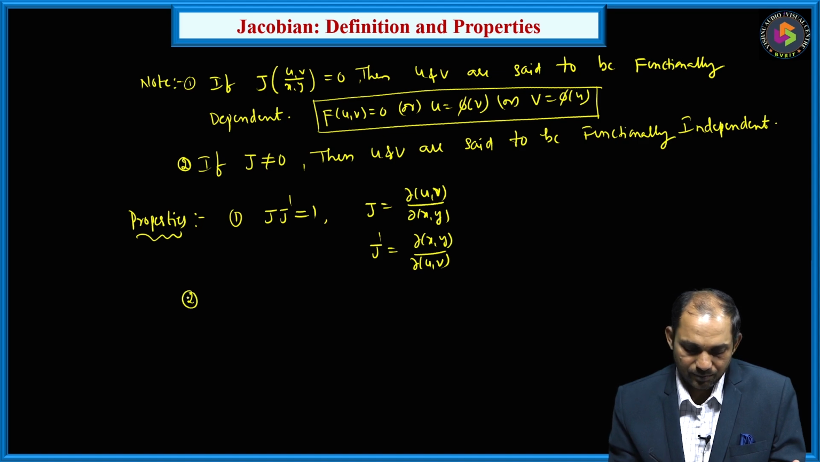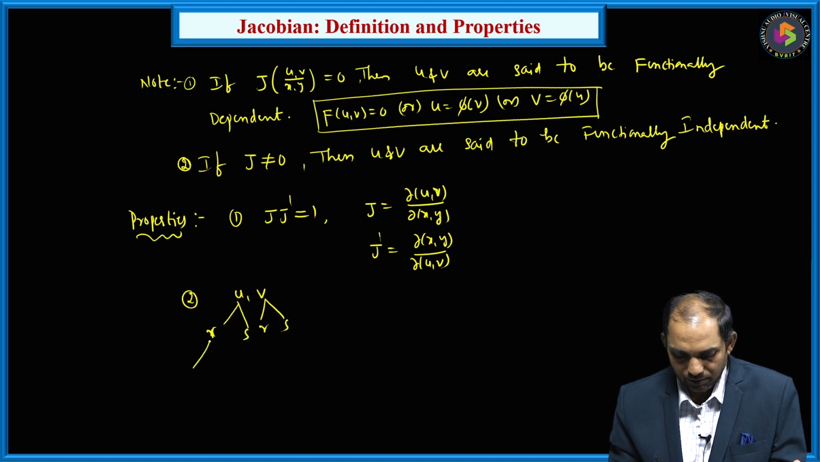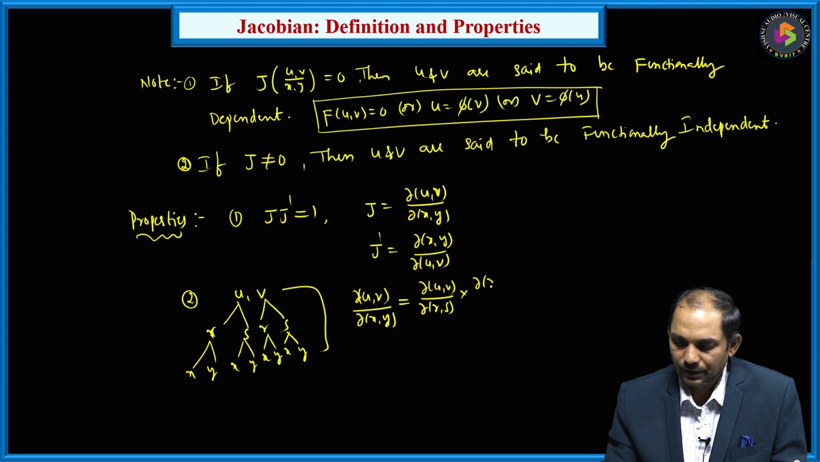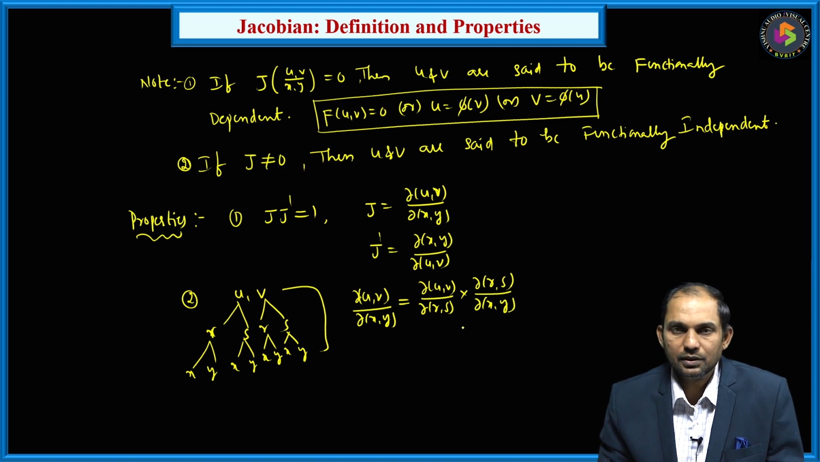And the second property is, suppose you have two dependent variables u comma v which are functions of some r comma s, and in turn r comma s are functions of x comma y. If you want to compute the Jacobian of u comma v with respect to x comma y, then we have to use the property: Jacobian of u comma v with respect to r comma s multiplied with Jacobian of r comma s with respect to x comma y, and these two properties are useful in solving the problems.